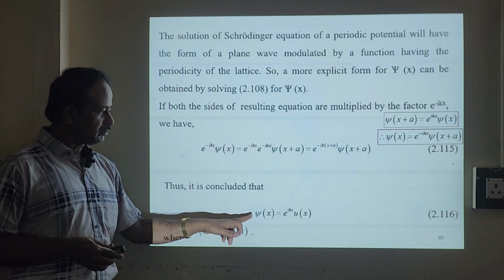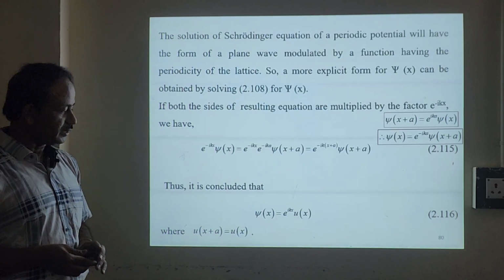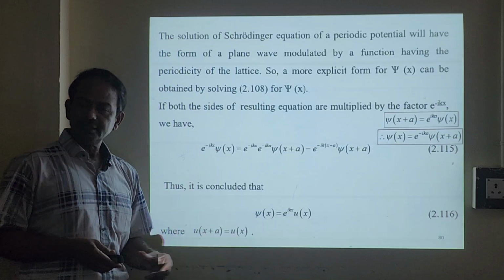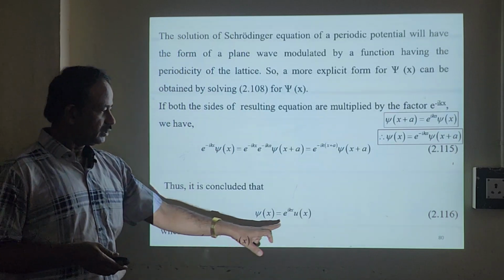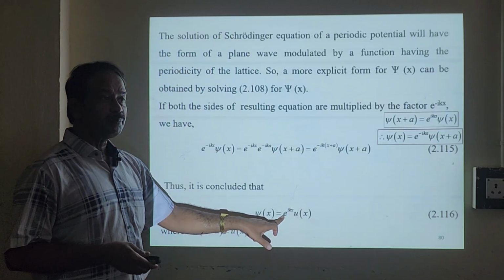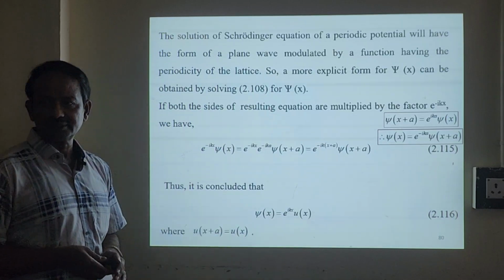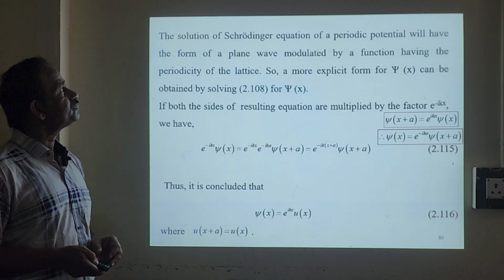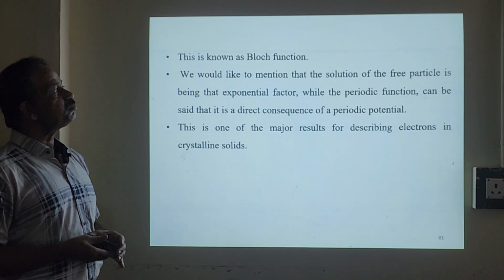So joining together, we get psi of x equal to e power i k x u of x, where u of x plus a equals u of x. This is nothing but the periodicity, multiplied by the plane wave. That will be the complete solution. So this is nothing but your Bloch wave function. This is the conclusion, known as the Bloch function.